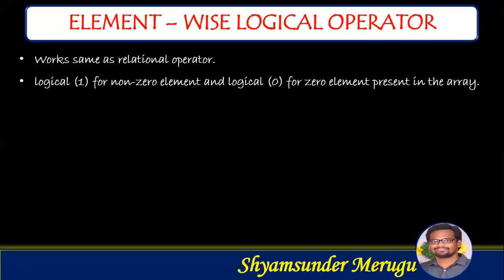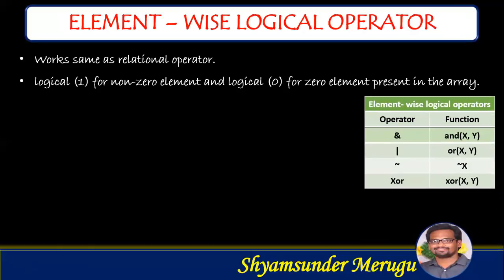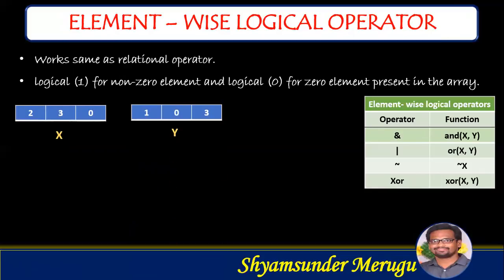Logical 1 for non-zero elements and logical 0 for zero elements present in the array. These are the element-wise logical operators supported by MATLAB: AND, OR, NOT, XOR. Let us consider a variable x having the elements 2, 3, 0 and another variable y having the elements 1, 0, 3. Now we are applying the element-wise logical operation, that is AND.